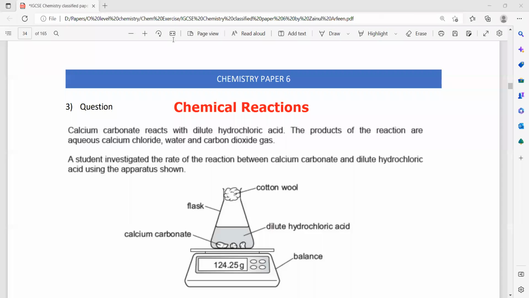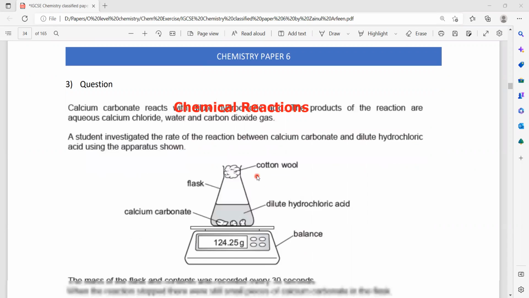So this is classified paper 6, topic chemical reactions, question 3. As you can see in this one, calcium carbonate reacts with dilute hydrochloric acid. The products of the reaction are aqueous calcium chloride, water, and carbon dioxide. A student investigated the rate of the reaction between calcium carbonate and hydrochloric acid using the apparatus as shown.